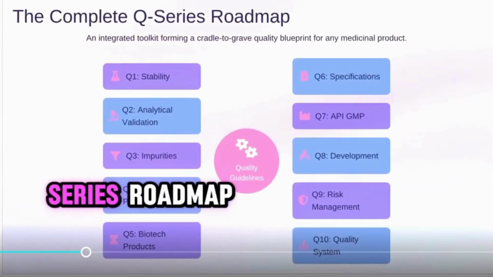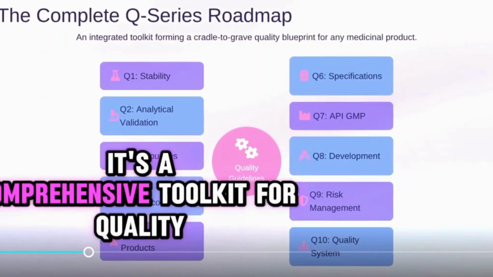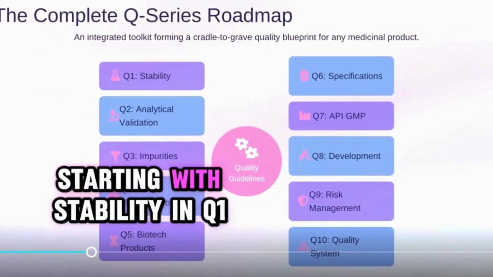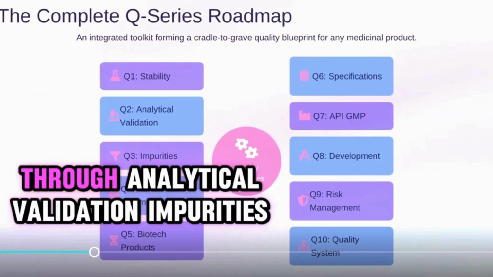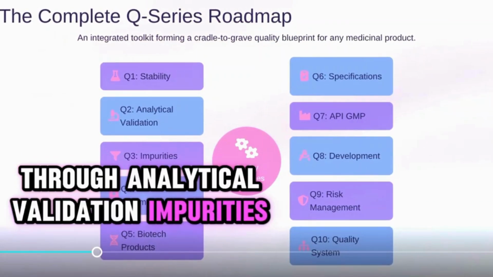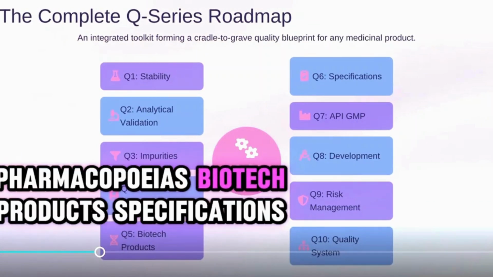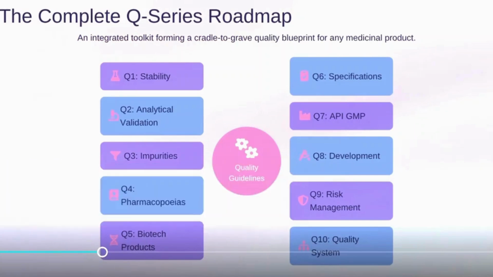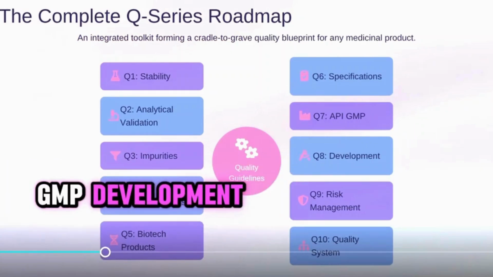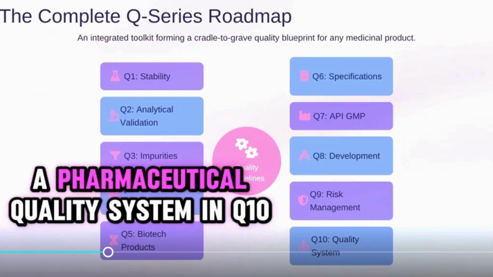Here you see the Q Series roadmap. It's a comprehensive toolkit for quality, starting with stability in Q1, through analytical validation, impurities, pharmacopoeias, biotech products, specifications, GMP, development, risk management, and ending with a pharmaceutical quality system in Q10.